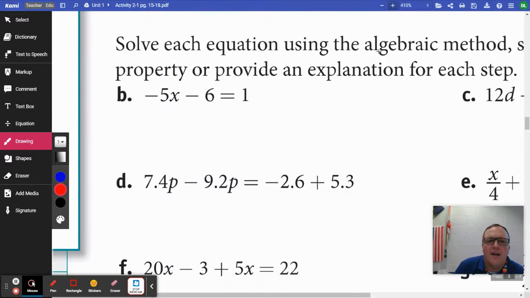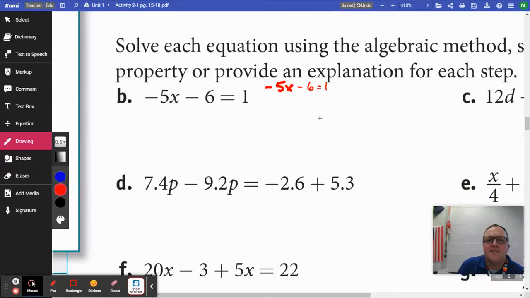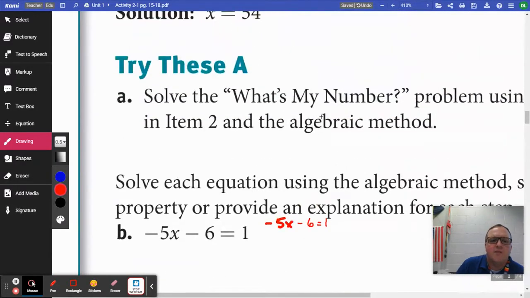So I have negative 5x minus 6 equals 1. That is the original equation. Actually, I should have started with A; I skipped A. Let me go back up to A. So this is 3x plus 5 equals 15.